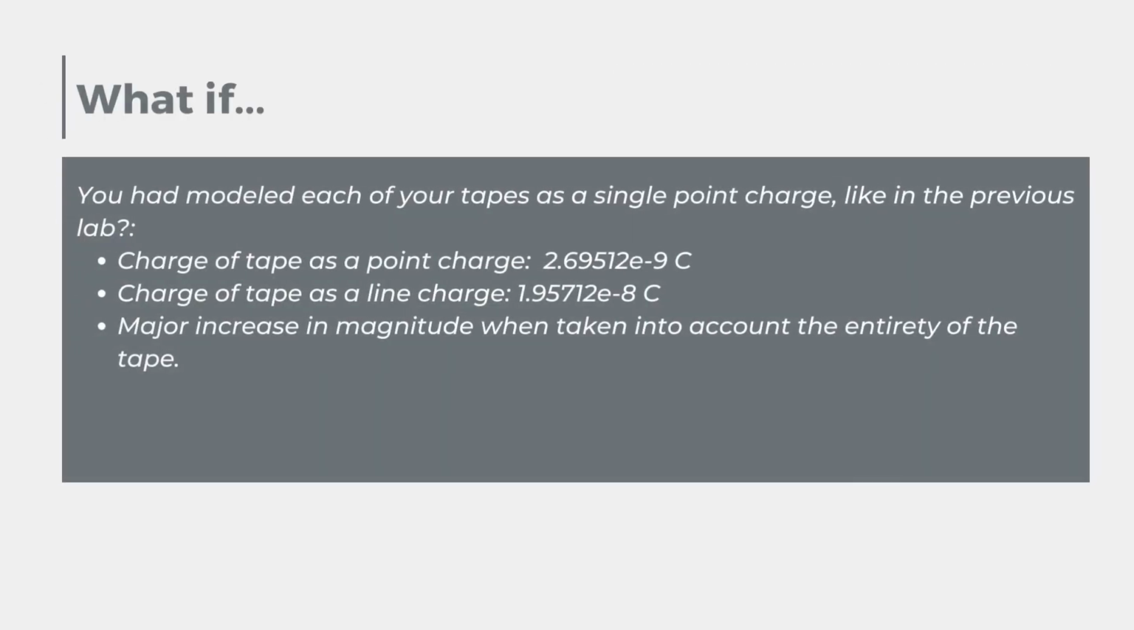So for our reflection questions, what if you had modeled each of your tapes as a single point charge, like in the previous lab? Compare the estimated value of the charge you get when you use your experimental data to produce a point charge model to the value you got with your line charge model. So the charge for the tape when viewed as a point charge was 2.69e-9 coulombs, while for a line charge it was 1.957e-8 coulombs. As you can see, there was an increase in charge when viewed as a line charge because of the superposition of adding all the charges together.